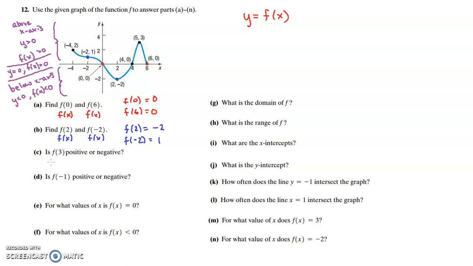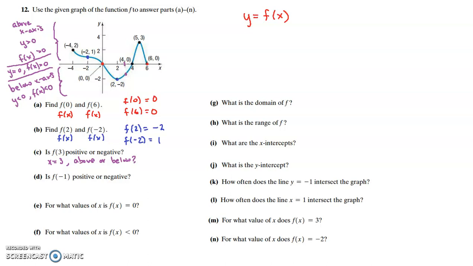So this is the same as saying when x is 3, is the graph above or below? So that's another way to look at this problem. You could do it the same as we did above, or you can look at it this way. So let's go to where x is equal to 3, that's right here, and we see that the graph is below. Okay, so it's below, so it's negative.